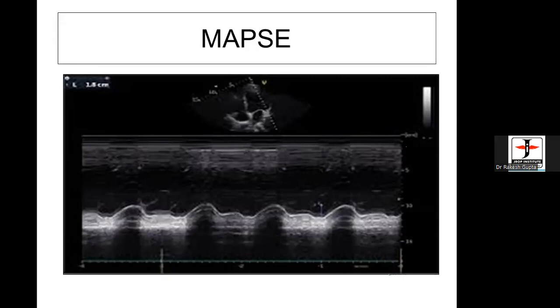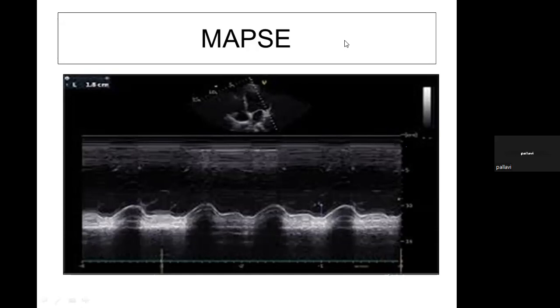I have a slide which tells you that you can calculate ejection fraction with this MAPSE also. Normal contraction in RV is about 1.7 centimeters. In LV it is about 1.5 centimeters. Like TAPSE, it is MAPSE. TAPSE is tricuspid valve, MAPSE is mitral annulus. Yes, sir. RV function. Okay, sir.